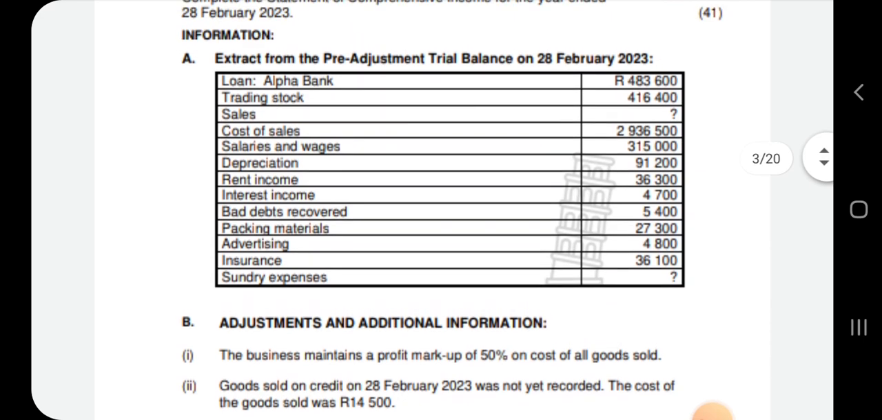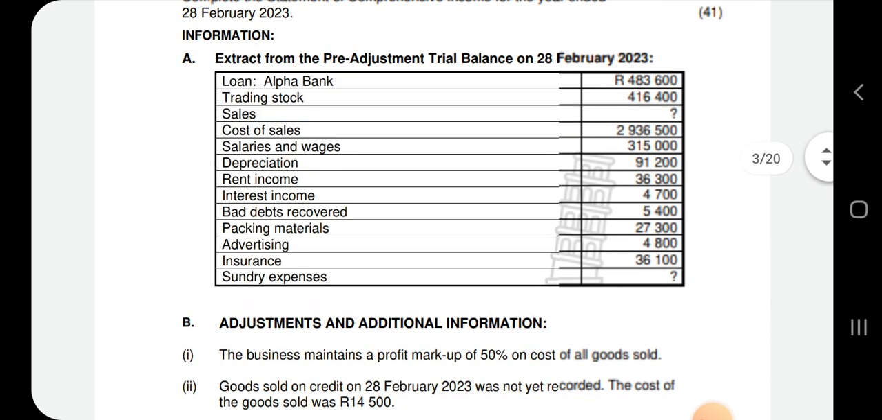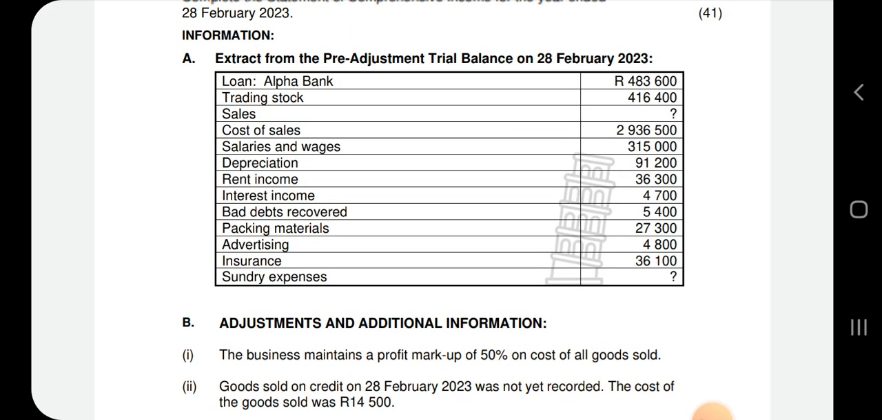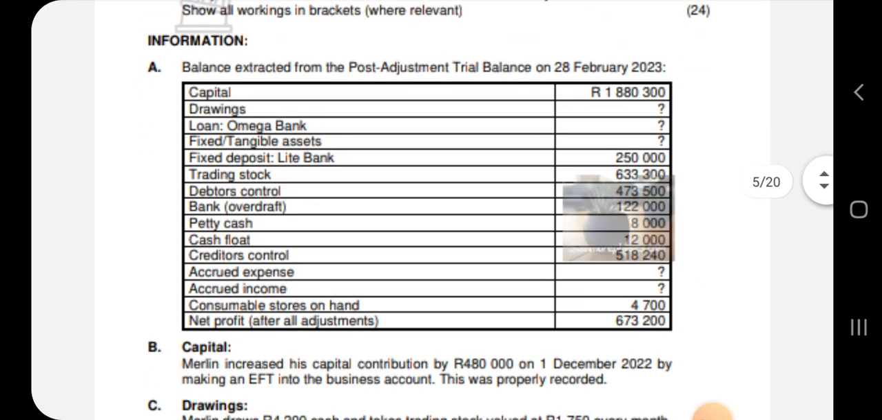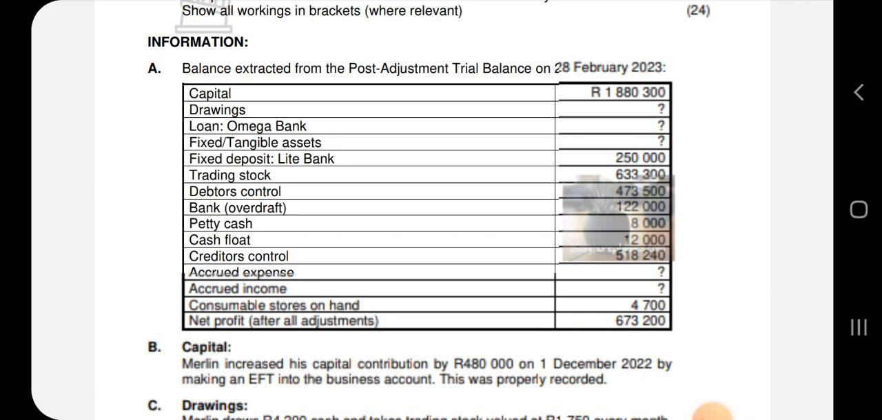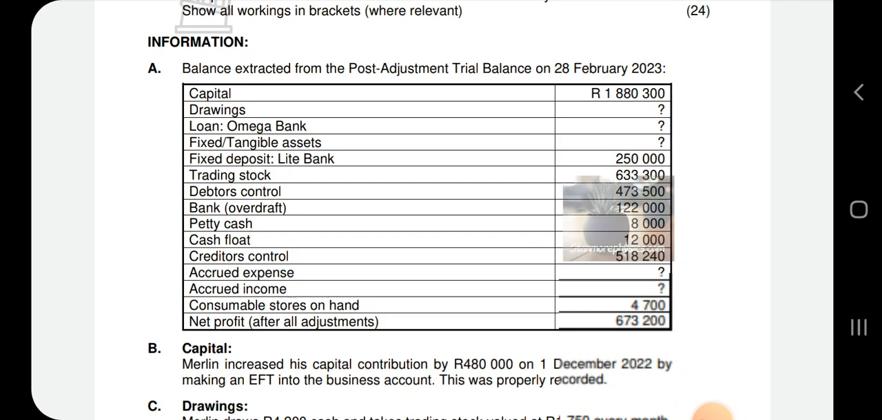So for the income statement, we use a pre-adjustment. This one, a post-adjustment, has been done after the income statement. So all the year-end transactions have been taken into account. That's why it's called a post-adjustment.